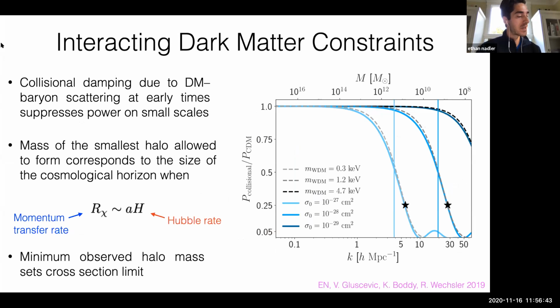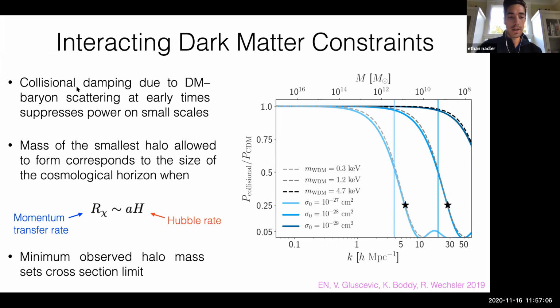Okay, so this is the example I want to spend the most time on because it was a novel application of these dark matter constraints. What we considered in this paper with Vera Gluscevic and others is dark matter that scatters with protons with a cross section that's large enough to actually suppress the formation of halos on these roughly 10 to the 8 solar mass scales.